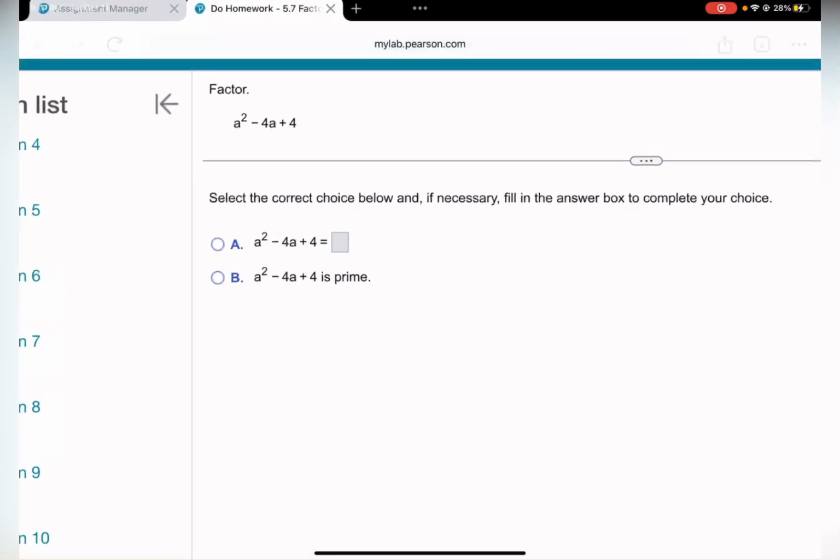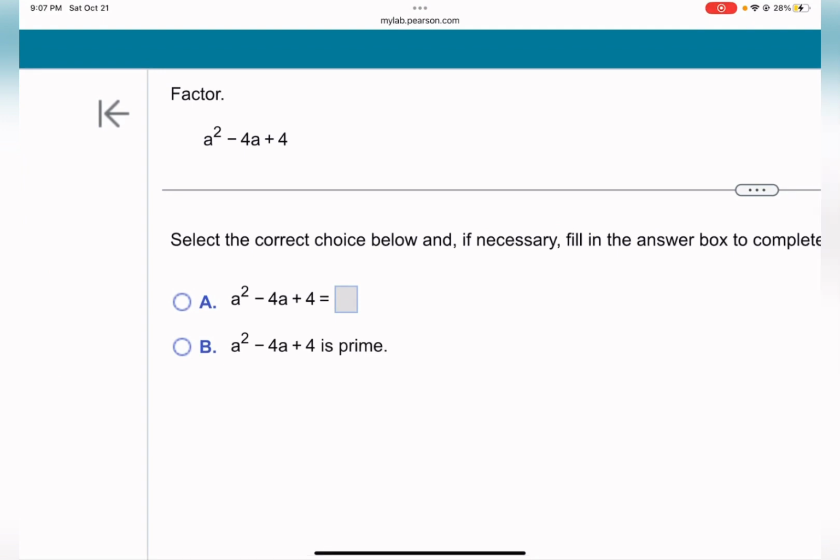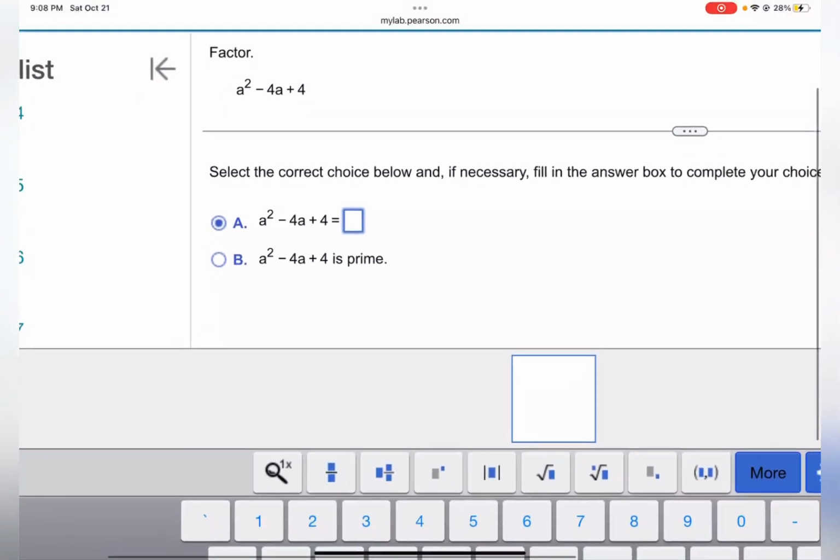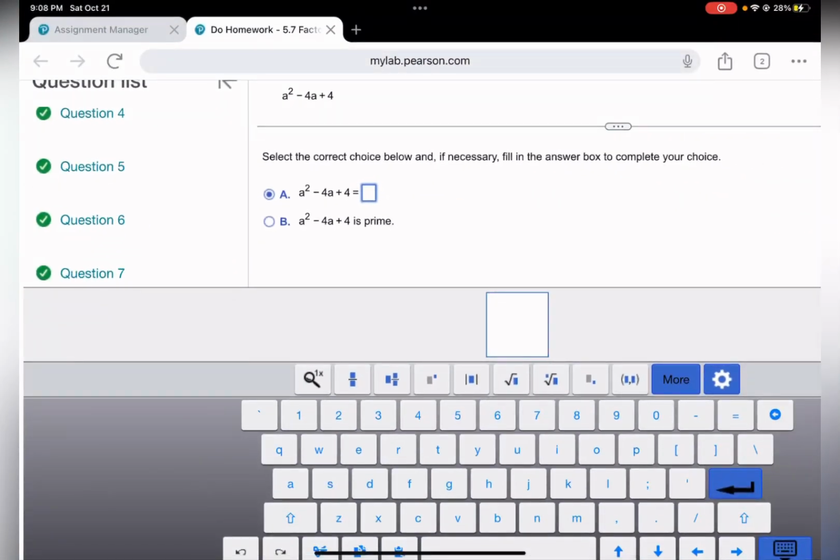Number 11. Oh, quadratic trinomial, a squared minus 4a plus 4. It's going to be a minus 2 squared. It's going to be first term squared, 2 to power 2 is the last term, and in the middle it's going to be 2ab, which is 2 times a times 2, gets 4. So this is going to be a, parenthesis, a minus 2 closing and to power 2.